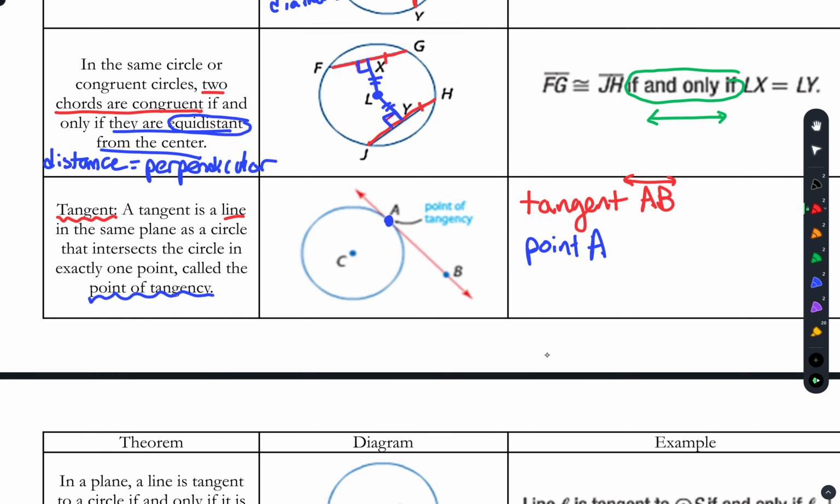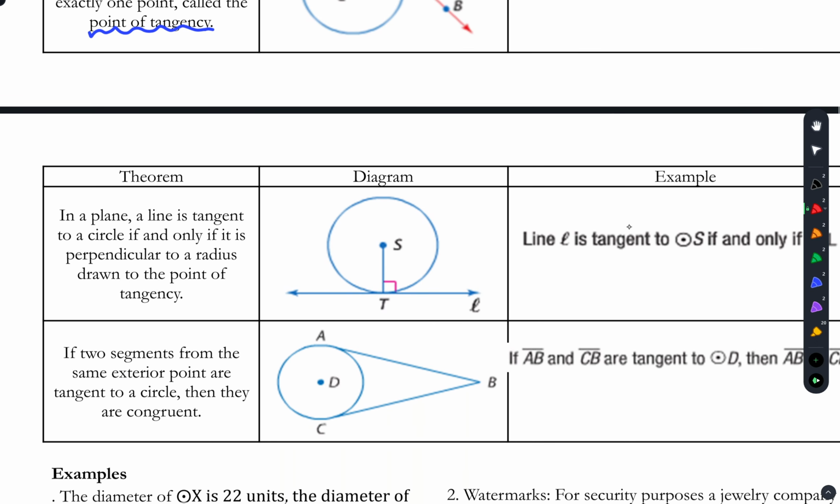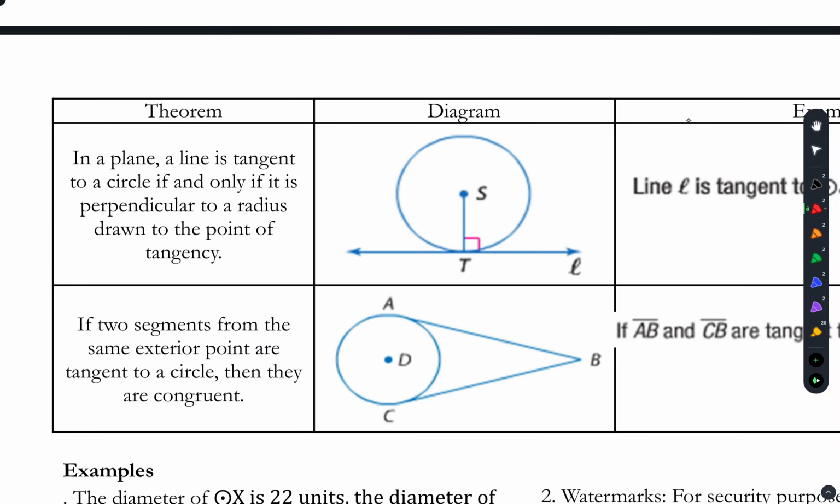Okay, then I got two more theorems strictly for tangents. So let's flip it over to the next page. The first theorem for tangents is super important. It says that if I have a tangent, then it makes a right angle. It is perpendicular to a radius or a diameter of my circle. So here's my tangent. It's that line L that's on the bottom.